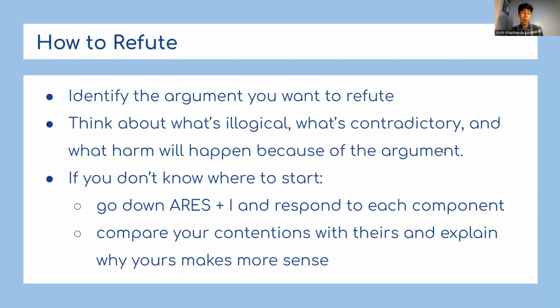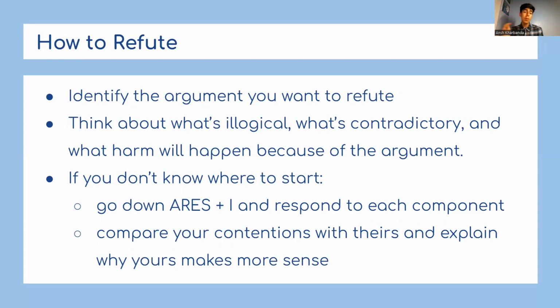Now let's go on to how to refute. The first part of refuting, and it's really important even though it seems simple, is to identify the argument that you want to refute. This can be a really small part of one contention, or it can be a broader idea that encapsulates many different contentions. Whatever it is, you want to be very specific on what you're refuting so that everybody is on the same page, and the judge knows exactly what you're saying and where you're saying it.